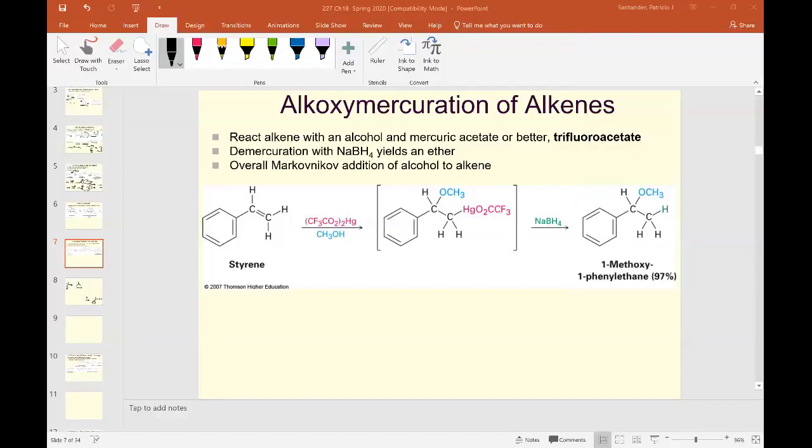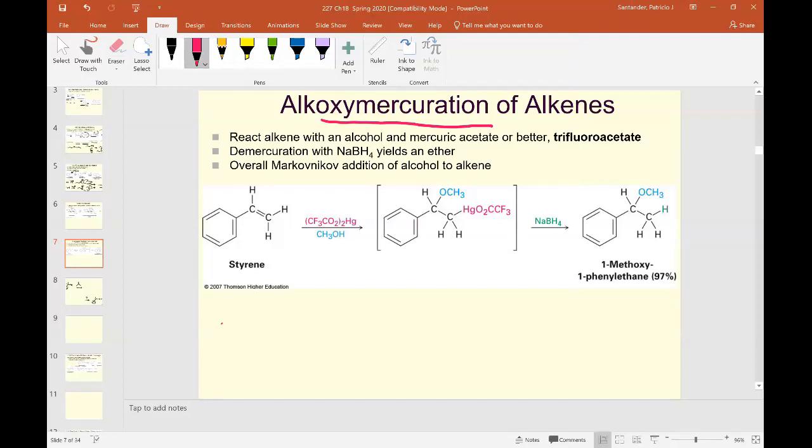One other method for synthesizing ethers is the so-called alkoxymercuration. Alkoxymercuration should be reminiscent of the oxymercuration, right? You remember that? The only difference between the oxymercuration and the alkoxymercuration is just two little things.